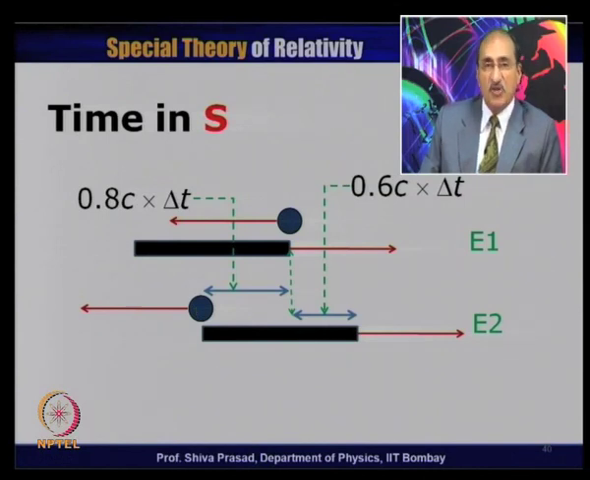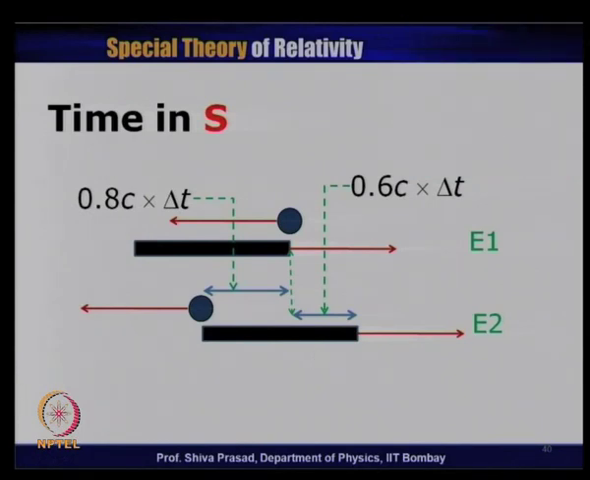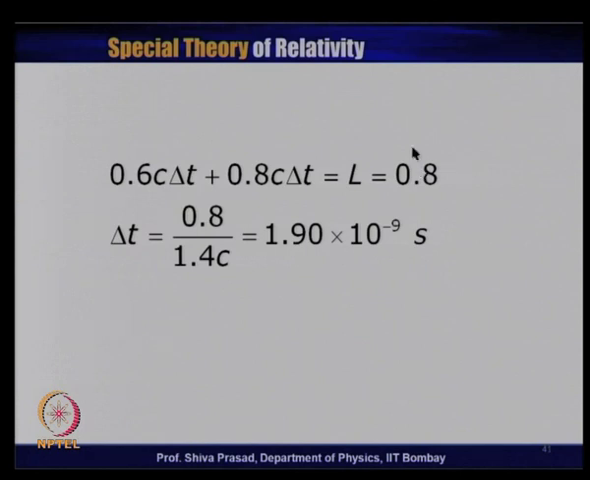So, as far as the S observer is concerned, I must get 0.8 c multiplied by delta t plus 0.6 c multiplied by delta t equal to the length of the rod as observed in the S frame of reference. That is what I have written in the next transparency: 0.6 c multiplied by delta t plus 0.8 c multiplied by delta t is equal to the length, which is equal to 0.8. We can add these, and you will get delta t equal to 0.8 divided by 1.4 c, which gets you 1.90 into 10 power minus 9 second, the result that we had obtained earlier from the time dilation method.